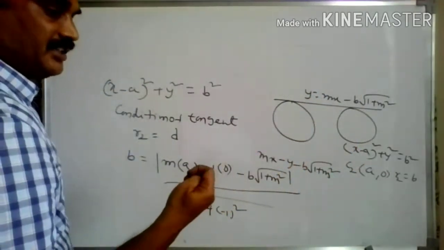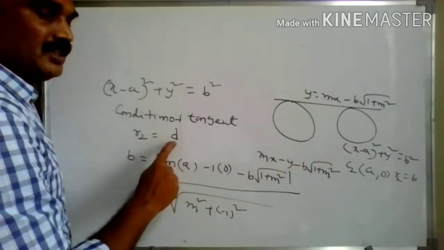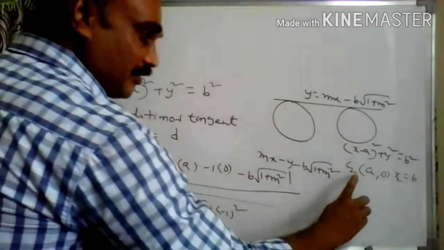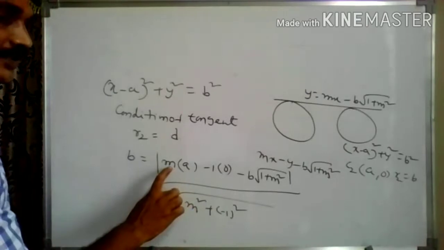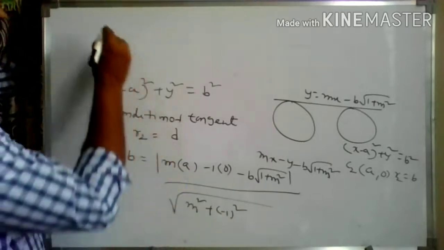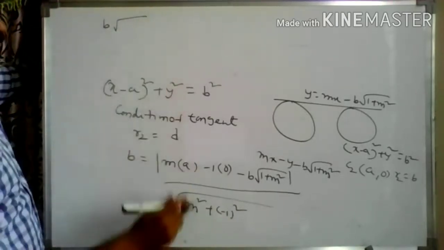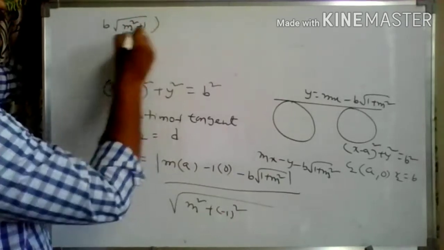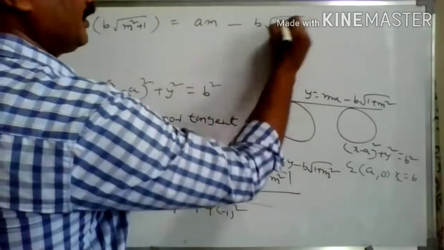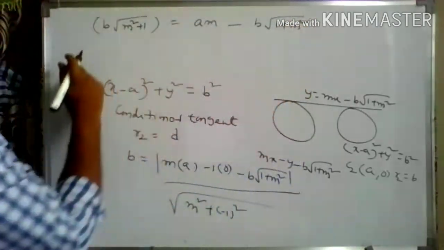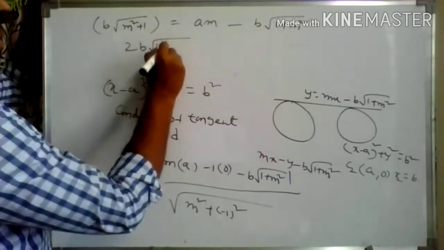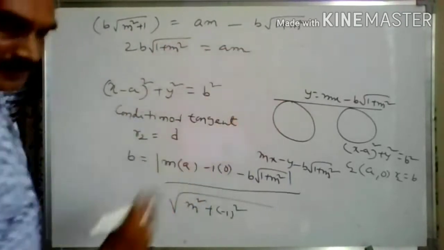I am taking the second condition of tangent, r2 is equal to d or r1 is equal to d. Apply r2 is equal to d. So r2 is the radius of the second circle, d is the perpendicular distance from c to the tangent. Perpendicular distance formula: a x1 plus b y1 plus c by root of a square plus b square. This is b into root of m square plus 1 is equal to a into m, minus b into root 1 plus m square. Students, take this one to the left hand side. b into root 1 plus m square plus b into root 1 plus m square, 2b into root 1 plus m square is equal to am.